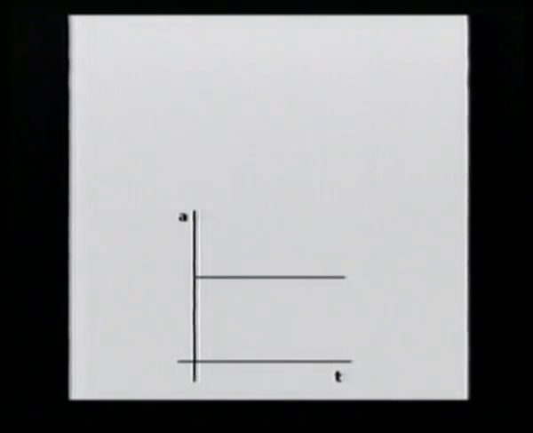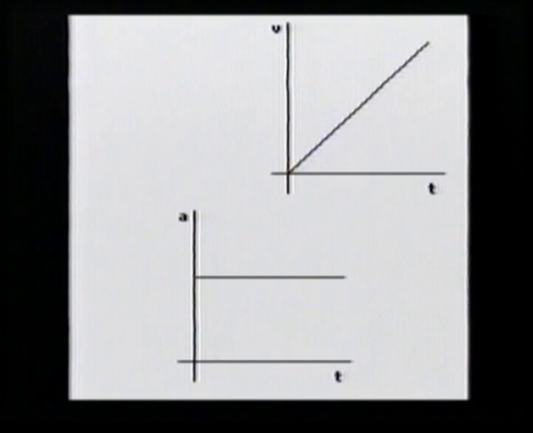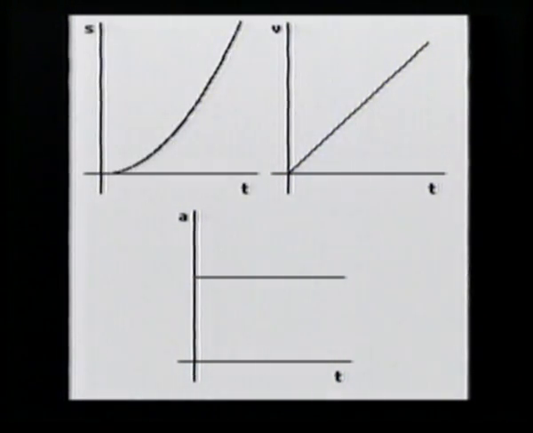The graph shows how its acceleration changes with time. Its velocity increases at a constant rate, and the displacement time graph is a curve as shown.